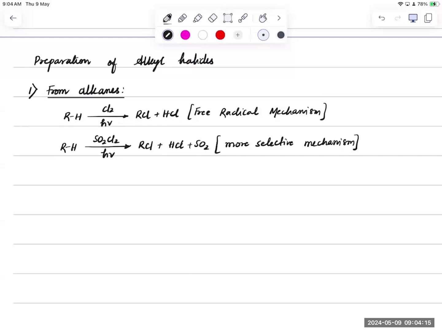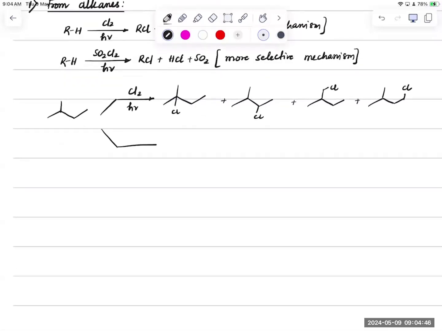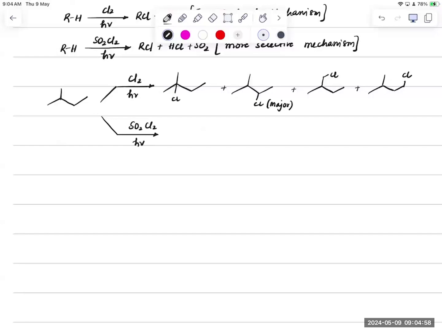Okay. What does that mean? Suppose you have a compound like this and you are treating that with Cl2, H nu. Then I might get this product also, and I might get this product also in sizable amount, and this product also in sizable amount. But if you use SO2Cl2 in the presence of H nu, while in all of these cases this is major.